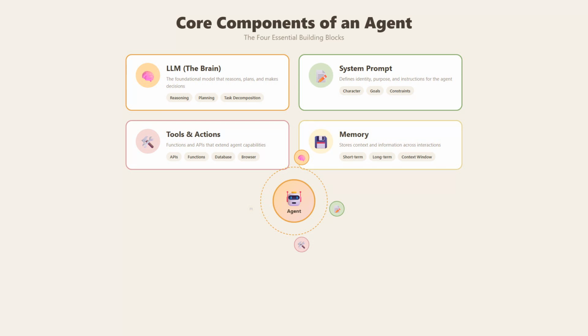Together, these four components, the large language model brain, system prompt identity, tools for action, and memory for continuity, form the complete picture of what makes an agent work. Since the large language model is the brain of your agent, choosing the right model is critical. Let's walk through the key criteria you should consider.